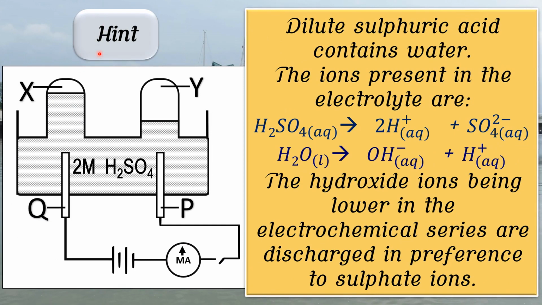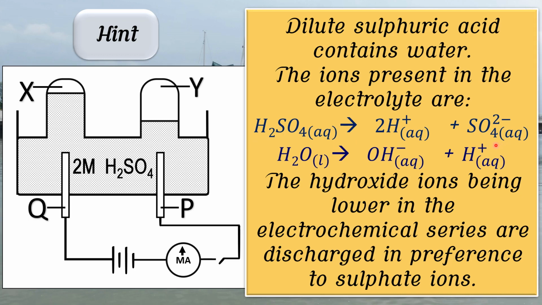Let's get this hint. Dilute sulfuric acid contains water. That's why it is dilute. Therefore, for the ions present in the electrolyte, we shall have sulfuric acid decomposing to give us hydrogen ions and also giving us sulfate ions.